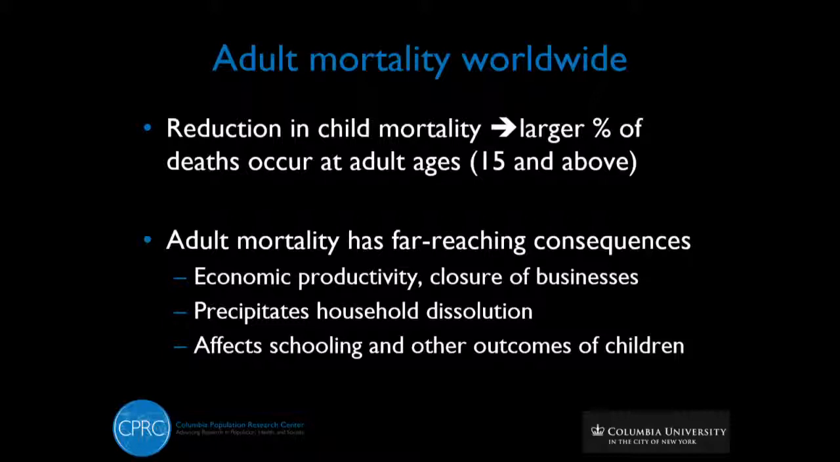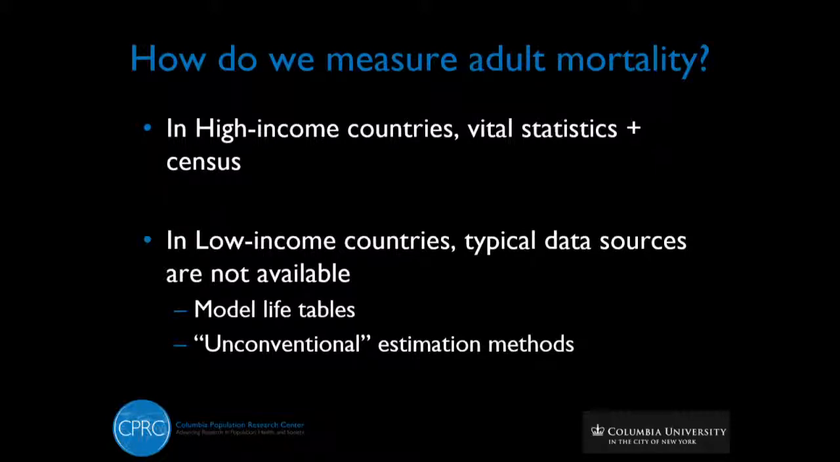We're interested in adult mortality because with recent reductions in child mortality worldwide, there's an increasing proportion of all deaths globally that occur at adult ages, 15 years and above. Adult mortality also has far-reaching consequences in terms of economic productivity, closure of businesses, and it precipitates household dissolution, which has all kinds of adverse effects. It affects the schooling of children, other outcomes of children, and so on. Now, the problem I'm going to deal with today is how exactly we go about measuring it, something that should be of interest to you.